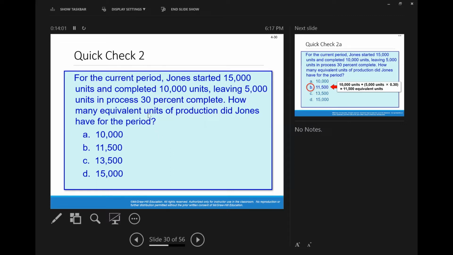So it says, how many equivalent units of production did Jones have for the period? That wants to know how many were completed. So we've completed 10,000, so we have to include that. And then we have to calculate the equivalent units that are in work in process. The 30%, which is the 1,500, we're going to add to the 10,000. It's like having 1,500 units complete by looking at the 5,000 times 30%. So we completed 10,000 plus the 1,500, so it's 11,500. It's B.